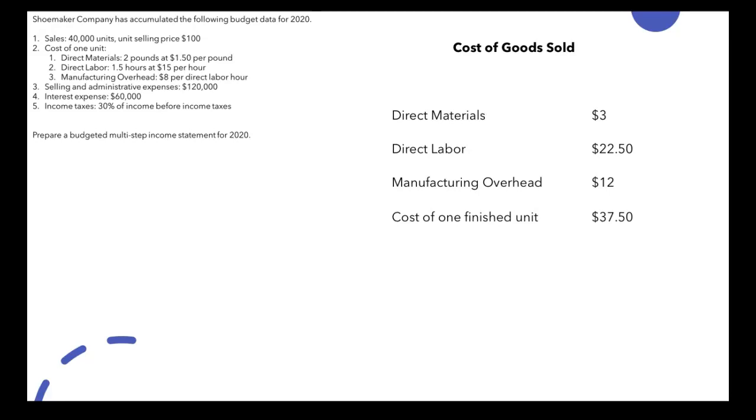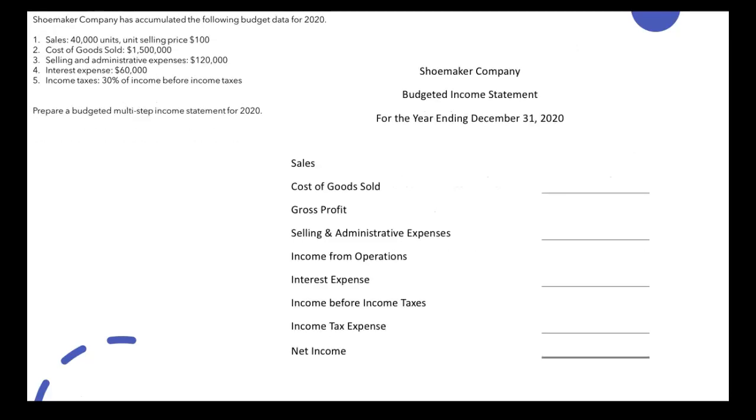Now, we didn't just sell one unit. It tells us that we sold 40,000 units. So our cost of goods sold is going to be that $37.50 times 40,000. And that comes out to be $1,500,000. So that's going to be our cost of goods sold. Now, we can use that information to prepare our budgeted income statement.